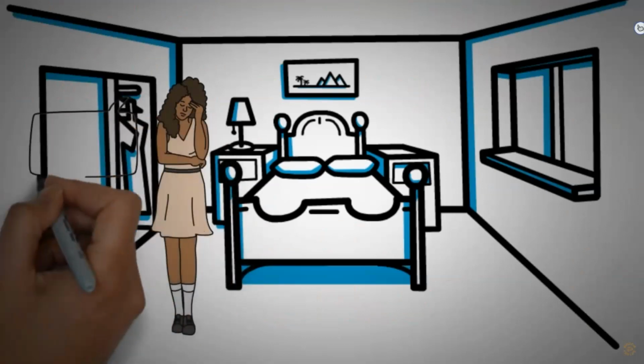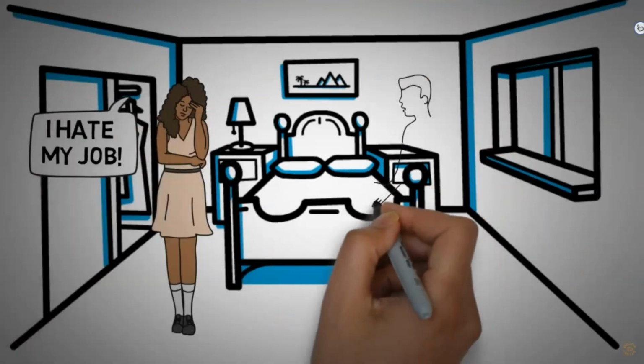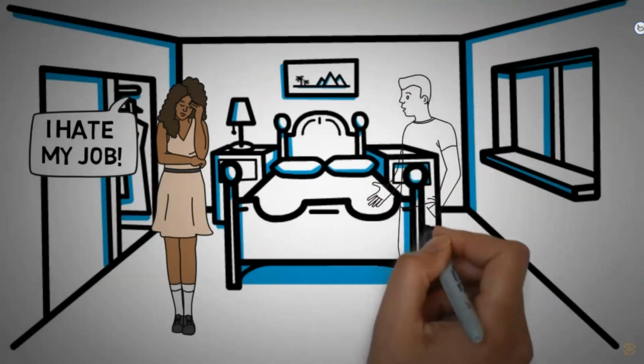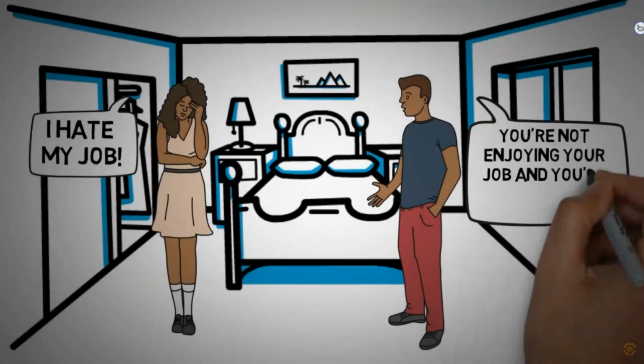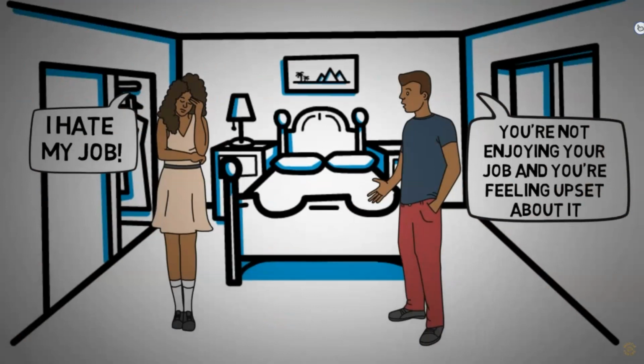So if your wife says, "I hate my job," instead of providing advice or repeating what she said, which is a typical response, you rephrase the content and reflect the feeling and say something like, "You're not enjoying your job and you're feeling upset about it." This gets you both on the same side of the table. You're listening with the intent to understand intellectually and emotionally, and then you can move forward to repair the situation.